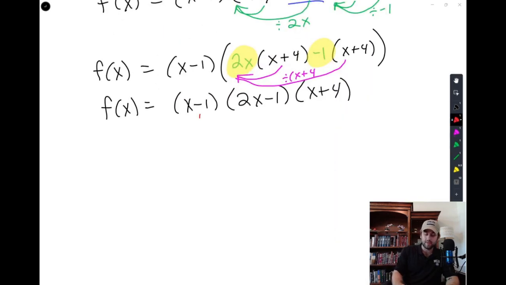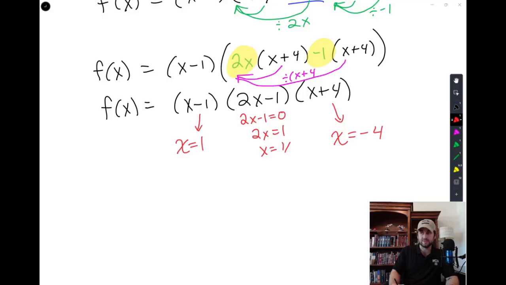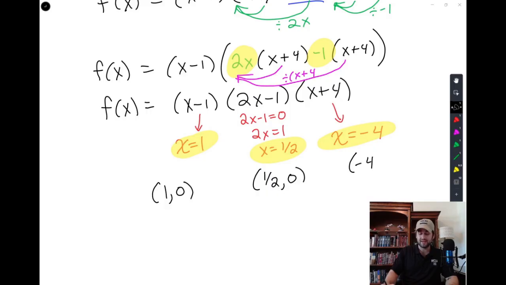We could say this 0 we're getting good at finding, hopefully, x equals 1. This 0 we're probably getting good at finding, x equals negative 4. This one we might still need to set equal to 0 and solve. And once we do that, we get x equals 1/2. So there's some zeros, and I'm going to write them as x-intercepts just so I remember what I'm doing in the first place. I'm finding x-intercepts this whole time.